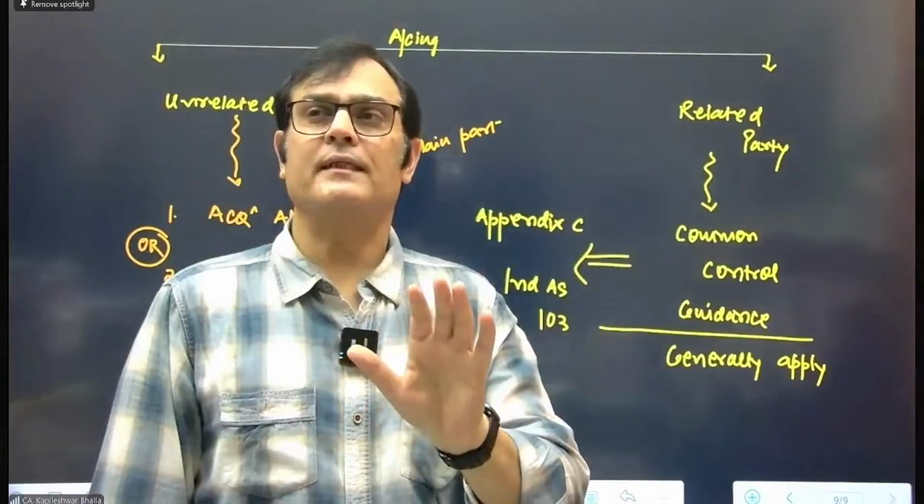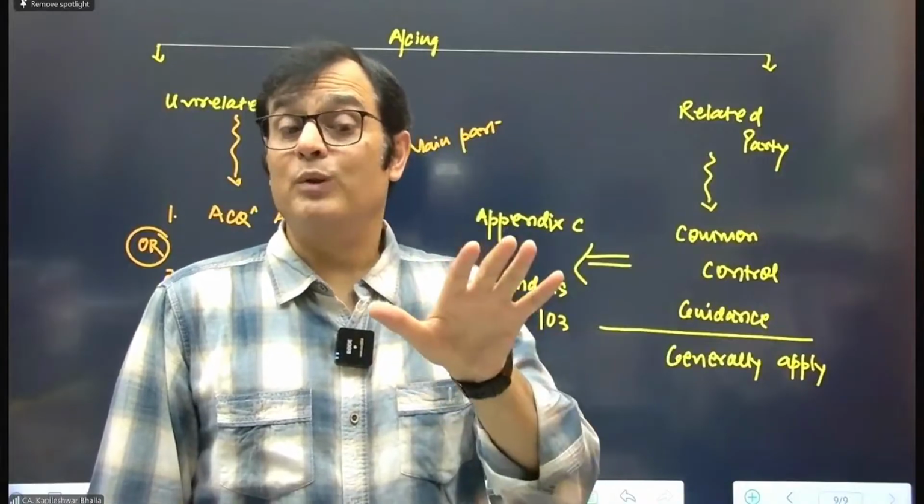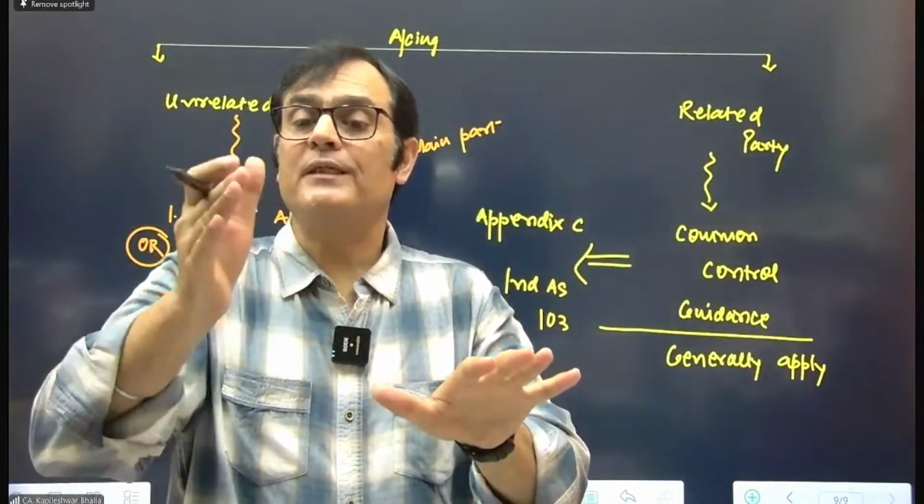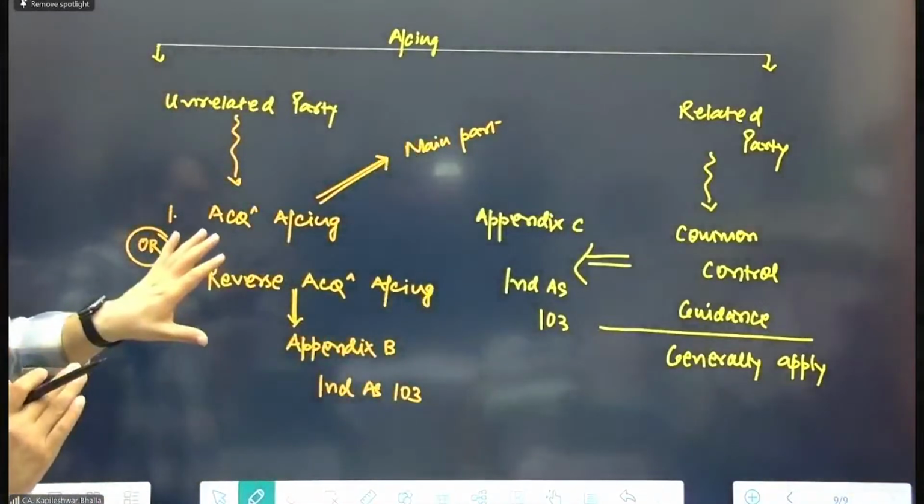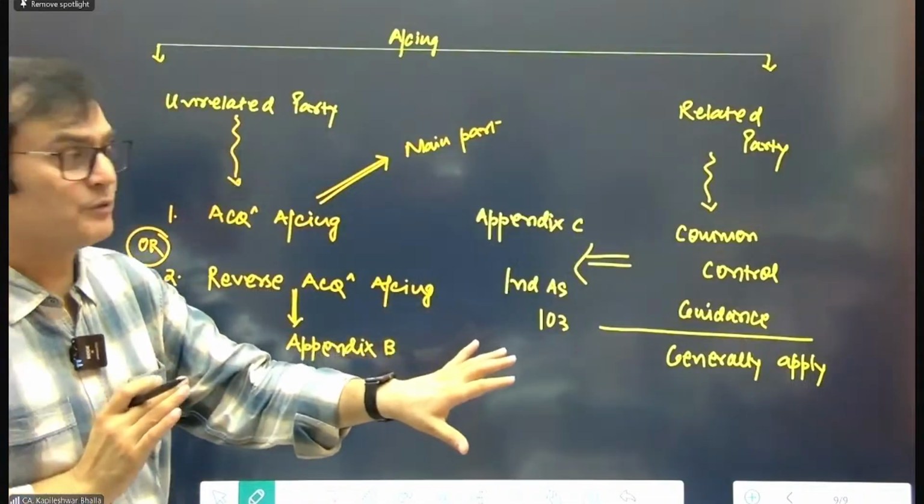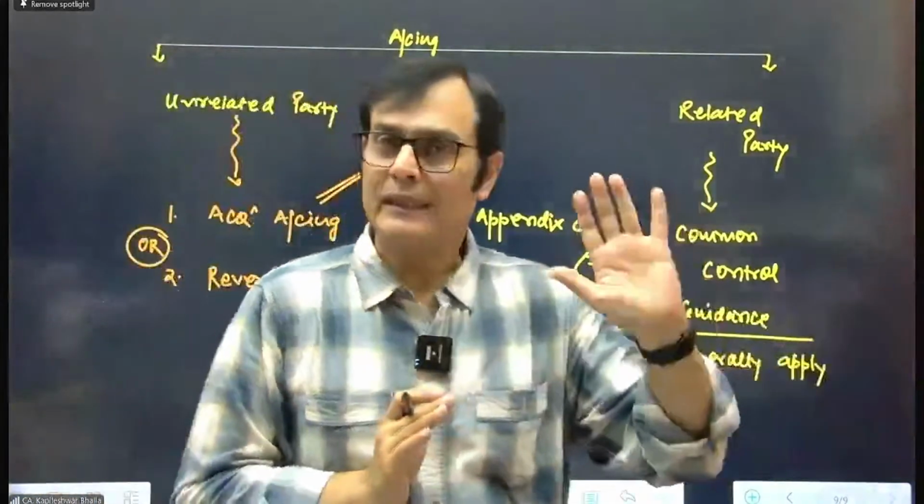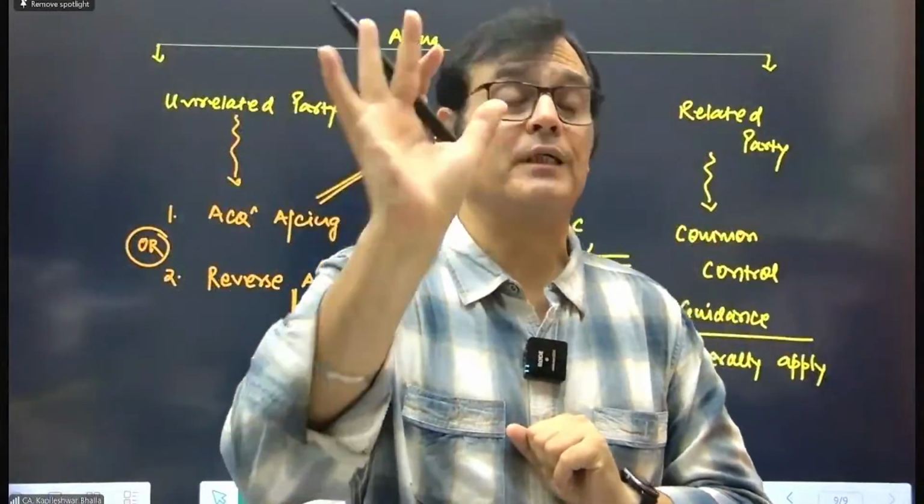Correct. So right now we are saying that control is established, so we are within 103. Within 103, there are now three kinds of accountings which will trigger. First, we're going to concentrate on acquisition accounting. Then we'll go to the reverse acquisition. Then we'll go to the common control and proceed. So my focus right now is just on the acquisition accounting.